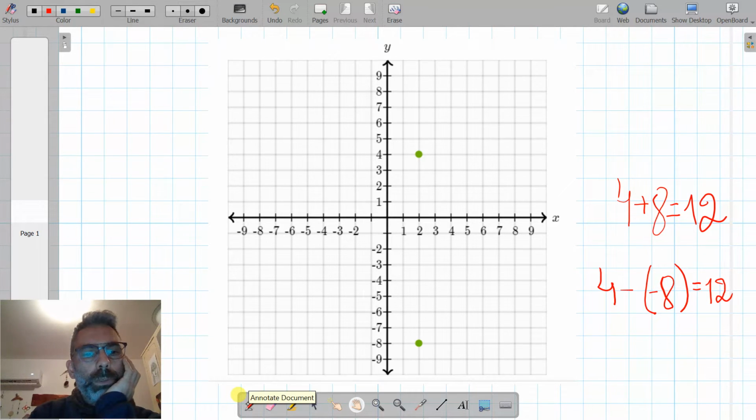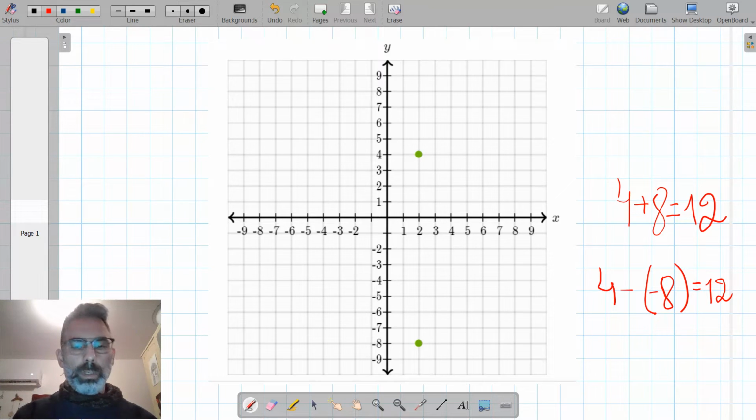You can also think about it this way. If we shift the upper point 8 notches upwards, it will be located at 2 on the x and 12 on the y, and if we shift this point 8 notches upwards, it will be located here. So let's draw it.